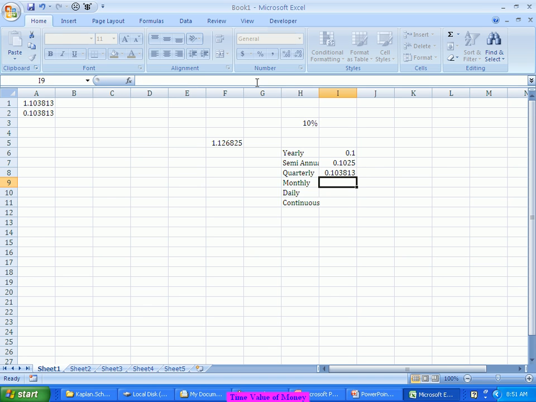Now, how long will it go like that? Then again, monthly, 1 plus 10% by 12 to the power 12, 10.47%. Daily, 1 plus 10% by 365 to the power 365. Daily is 10.51. So what is happening with the compounding frequency increasing? More times compounding is happening, your effective rate is increasing. But it is increasing at a decreasing rate.